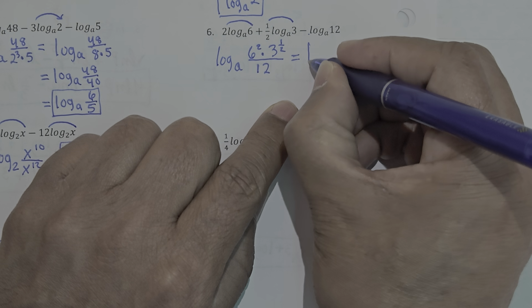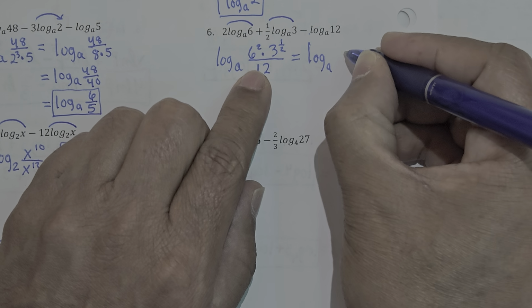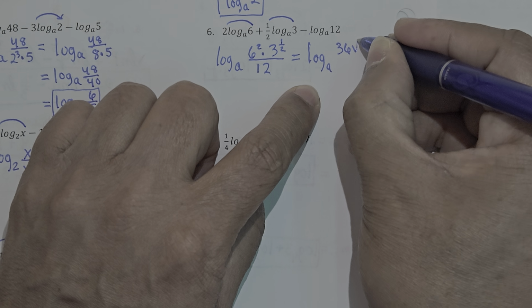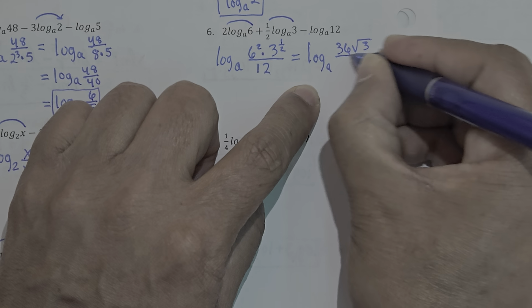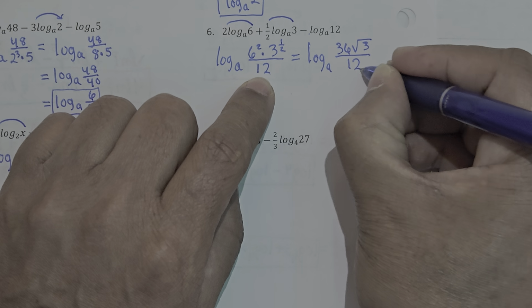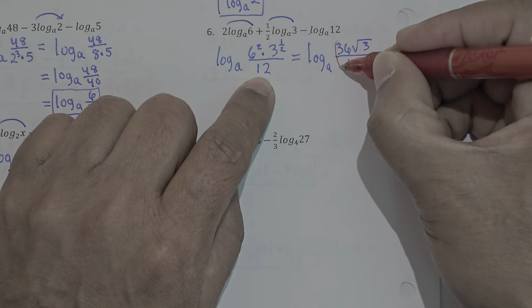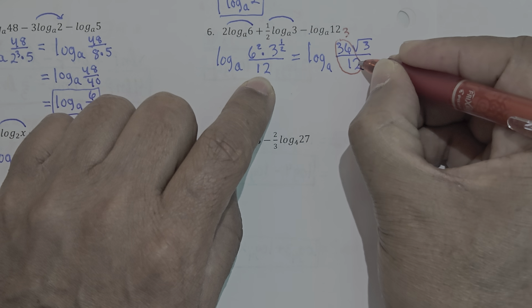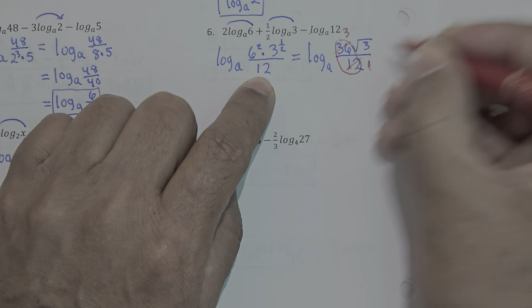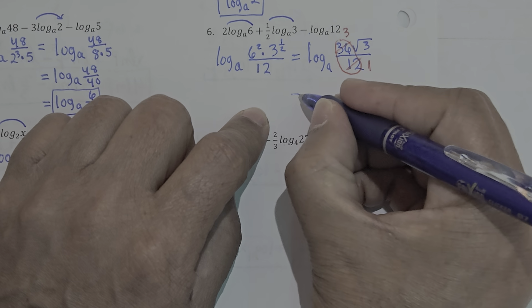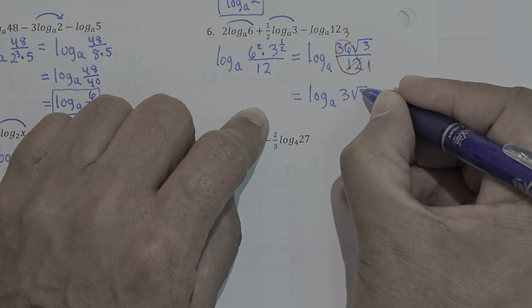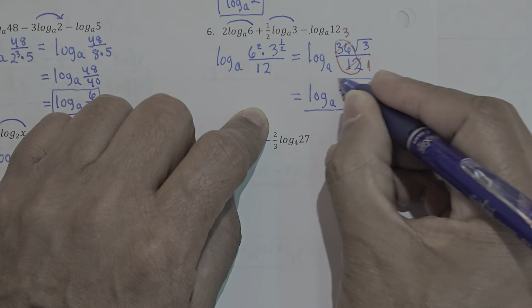Then I'm going to continue to simplify. This is equal to log base a, 6 squared is 36. And then that 3 is inside of the square root. So 36 square root of 3. And then this is over 12. But then notice that this simplifies because 12 goes into 36 3 times and 12 goes into 12 1 time. Which means this 36 becomes a 3 and this 12 becomes a 1. So then the final answer for this one is log base a of 3 square root of 3, and that is all we can do for this problem.